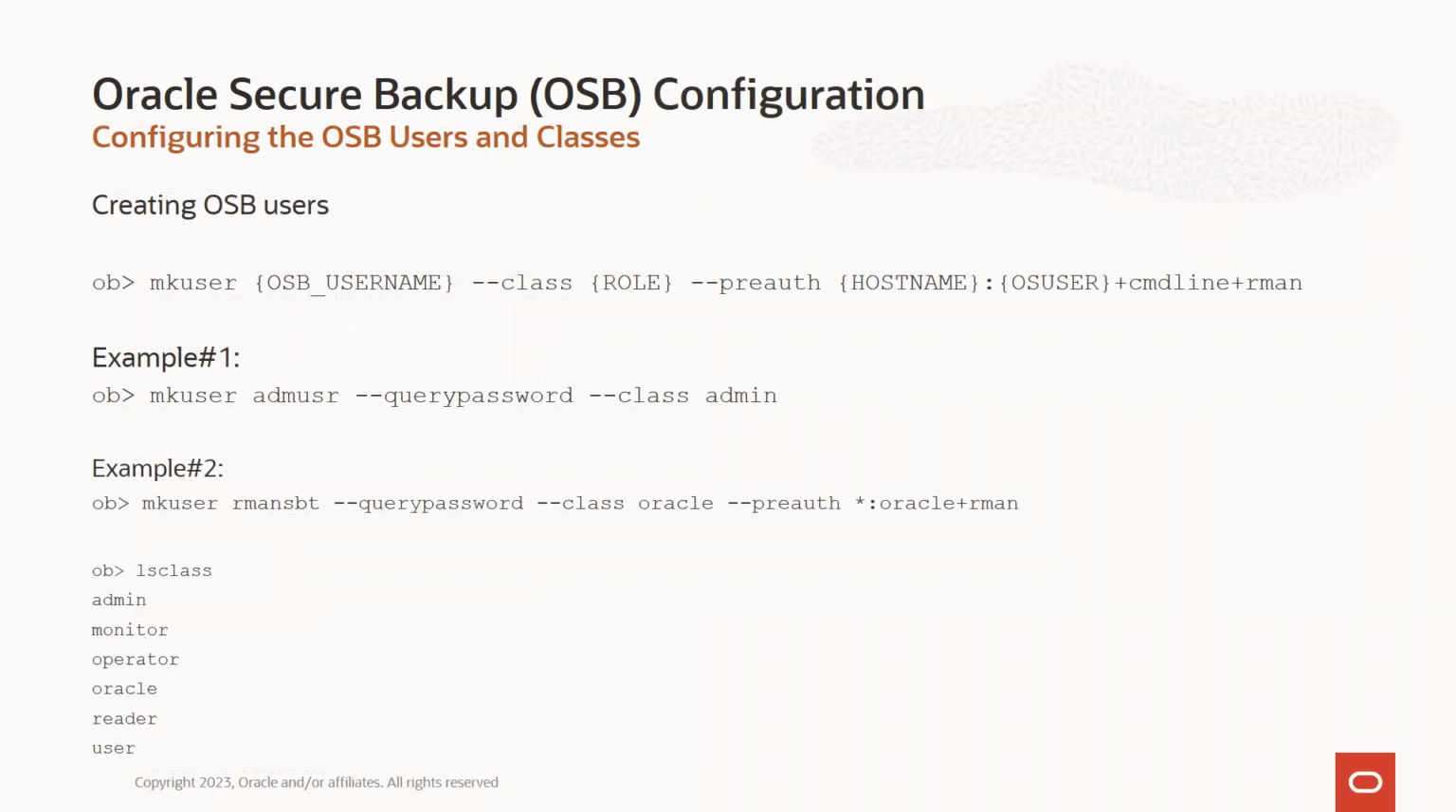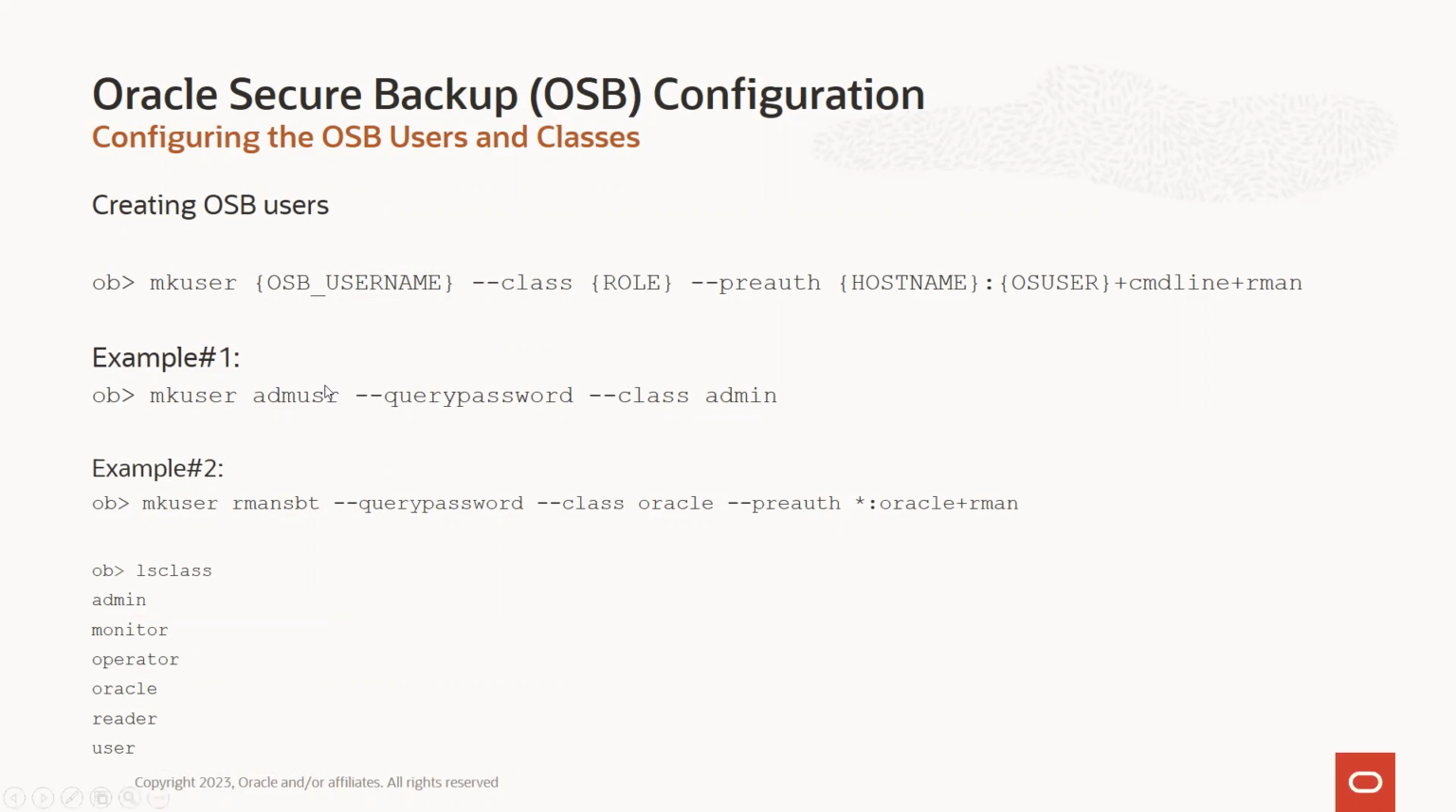When you install the OSB software, by default, there's only one OSB user created, which is the admin. The admin is a super user. Like in the operating system or OS, you're not supposed to share the root password with the other users in your organization. Instead, you're supposed to create a new and different user with limited privileges.